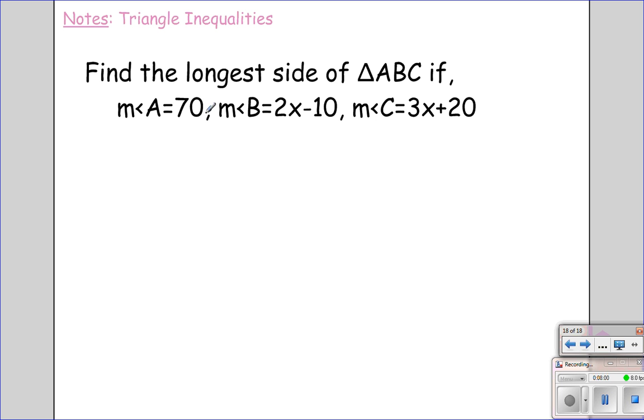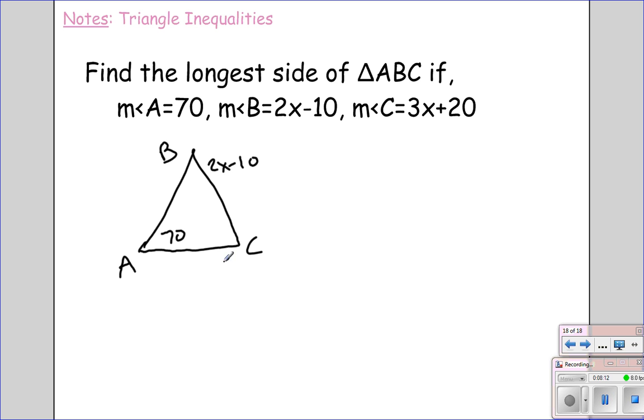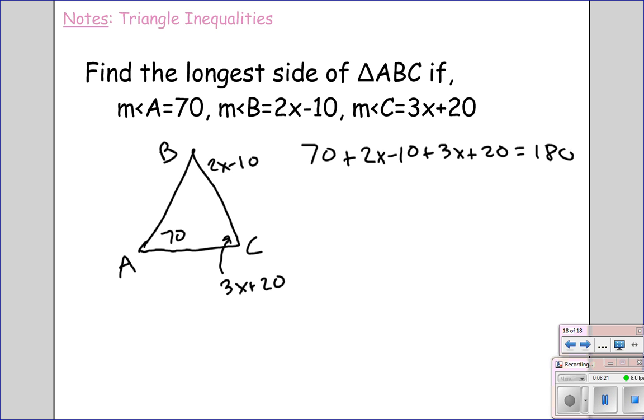The last one, you'll notice it's a word problem. You'll want to draw a picture. Angle A is 70, B is 2x minus 10, and C is 3x plus 20. We know that the angles of the triangle add up to 180. And so you solve for x first. 70 minus 10 is 60, plus 20 is 80. So plus 5x equals 180. Subtract the 80. Divide by 5, so x equals 20.